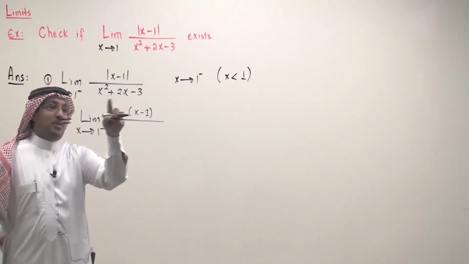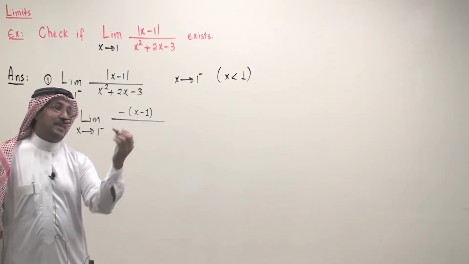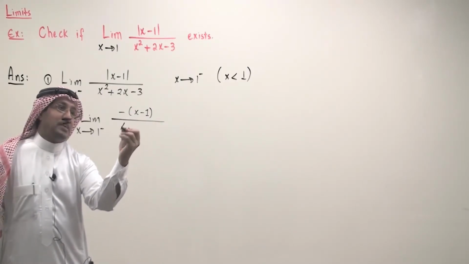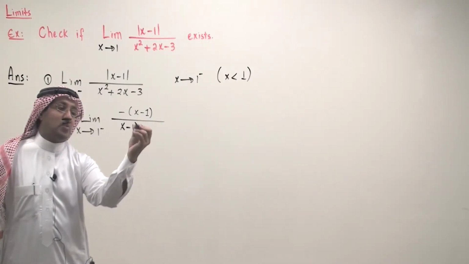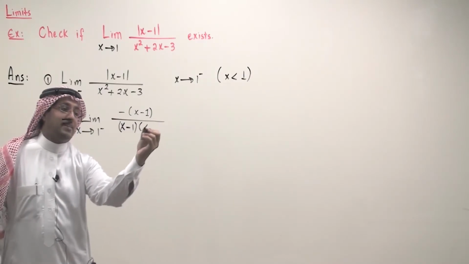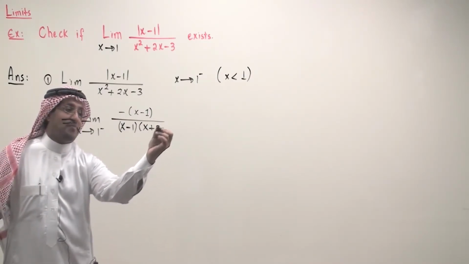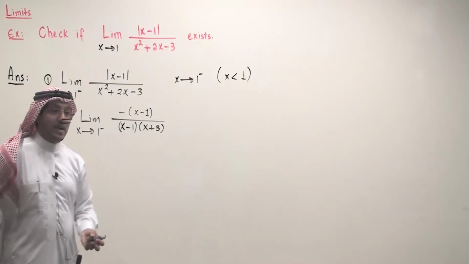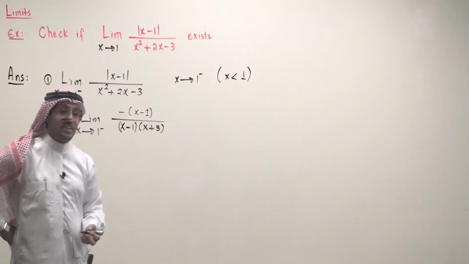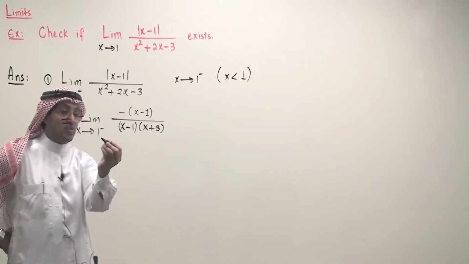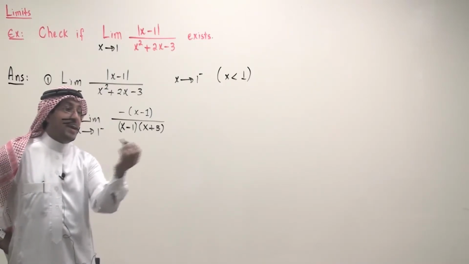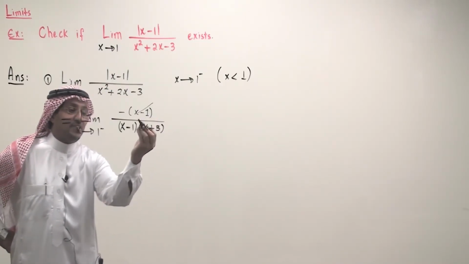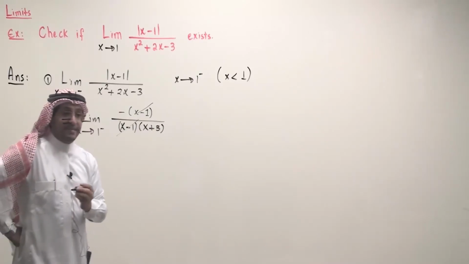So you see, this polynomial can be factored as follows. It's going to be x minus 1 times x plus 3. As you can see now, I can simplify my calculations as x goes to 1 from the left side. Okay, these factors can be cancelled out.